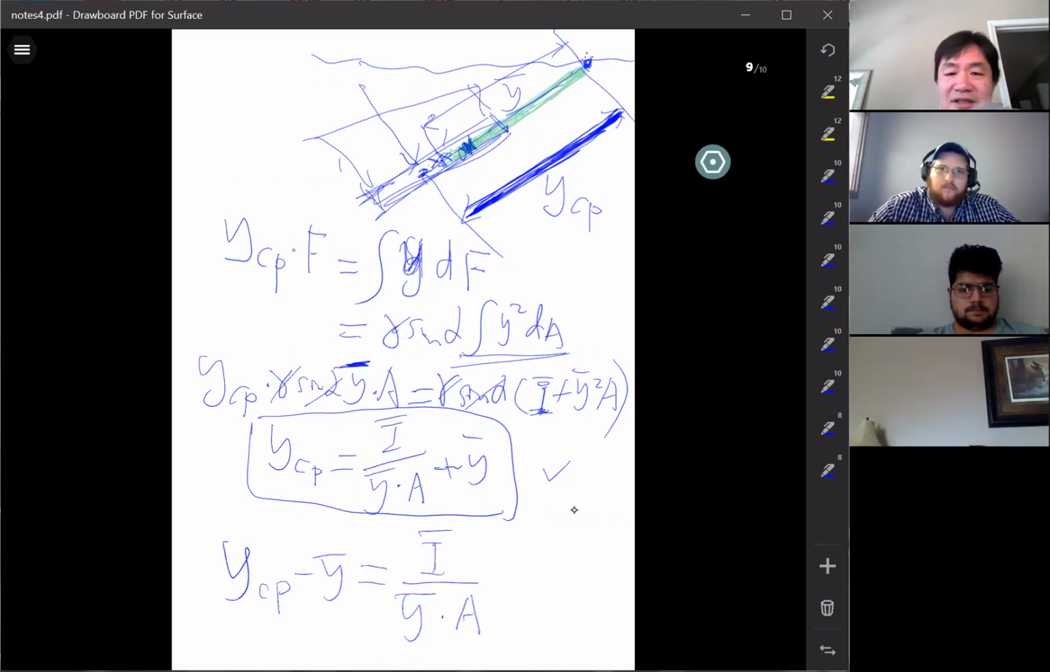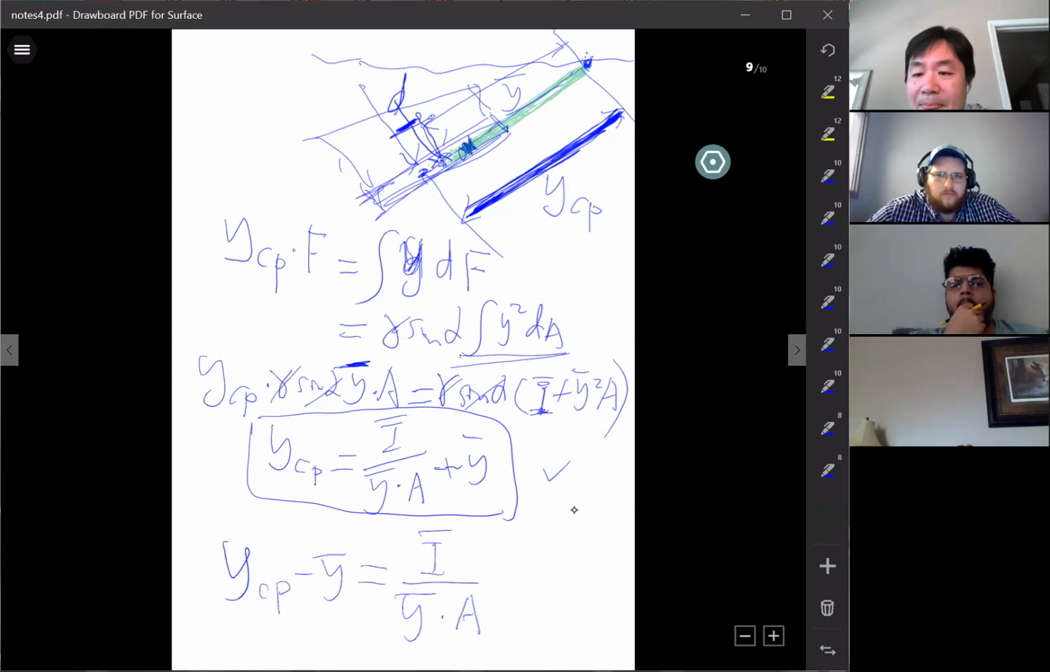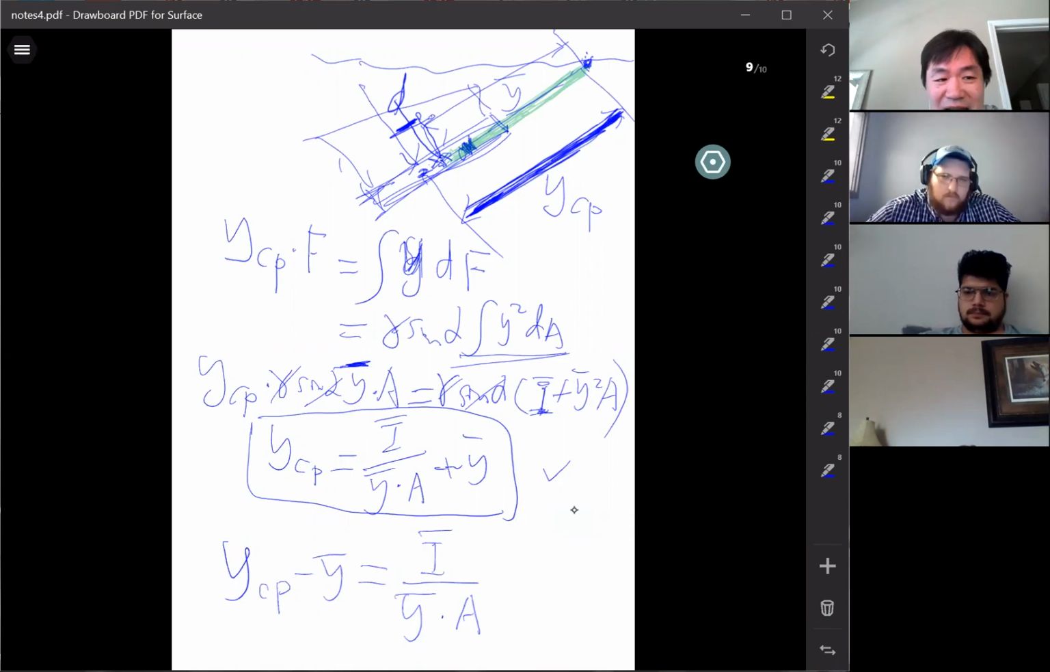That's the D. That's just your distance. That's the D in our case. That's the difference between YCP and Y bar, the center of pressure and the center of the area, the distance between these two points. We use D, which is YCP minus Y bar, which is I bar divided by Y bar times A. Does that make sense? Everybody? That D, the difference between the two points, is really important.